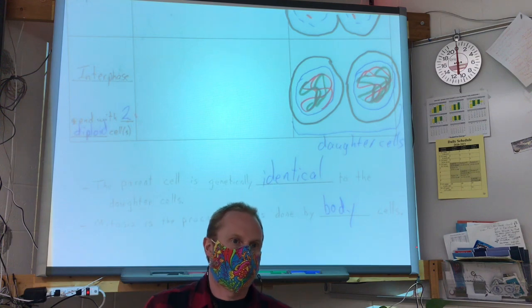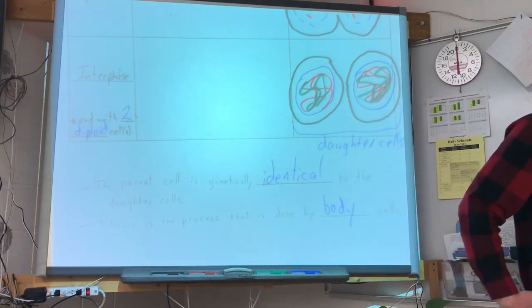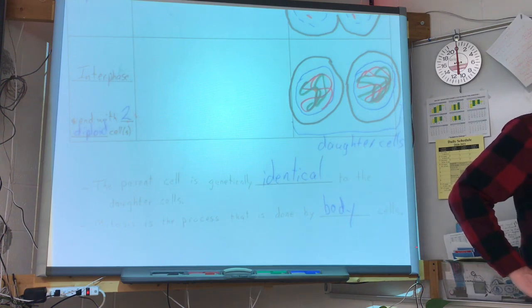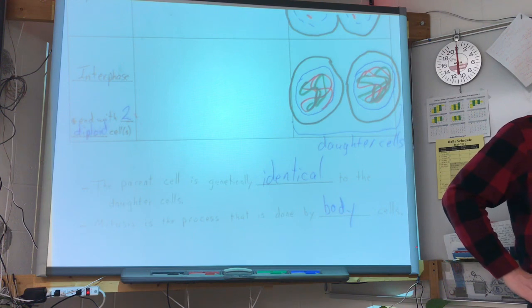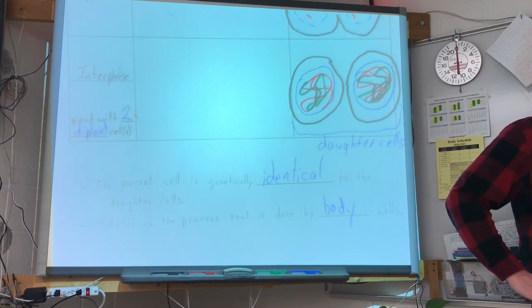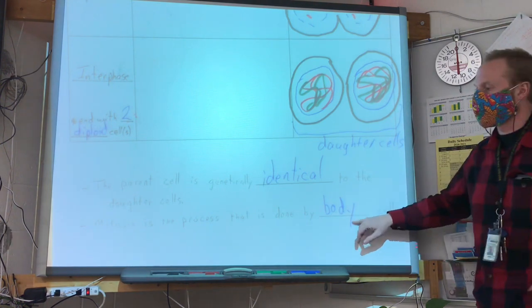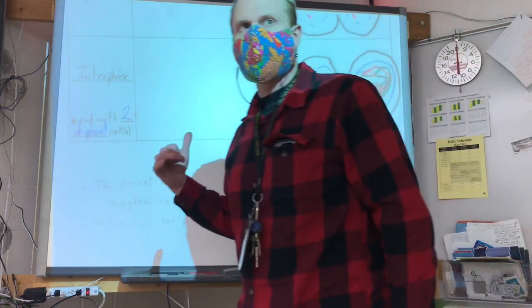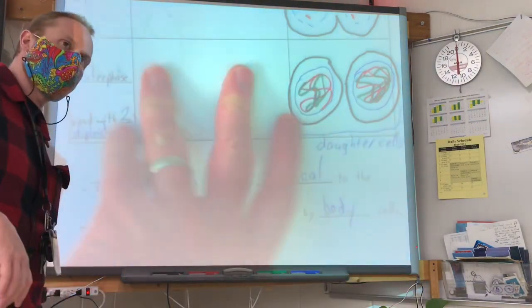Give me an example of a body cell. What's a cell in you that isn't a sex cell? Muscle cells. Good, that's a body cell. Hair cells, not a sex cell, body cell. Bone cells, blood cells, right? Any other cell besides sex cells are referred to as body cells. Anything you want to see on this picture quick? Any questions you have on this?